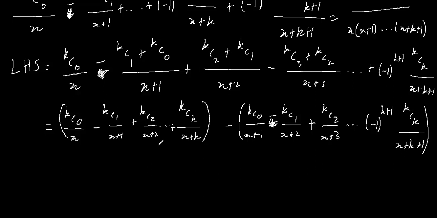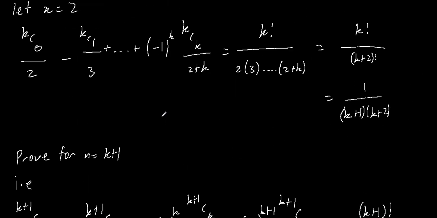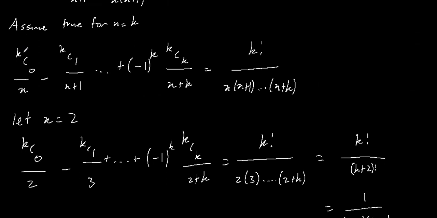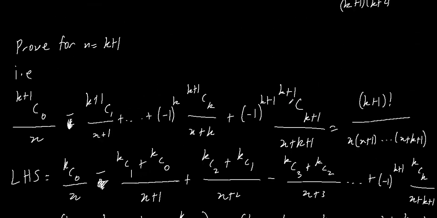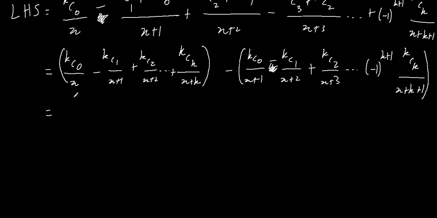Alrighty. Why is this useful? This left bit I can substitute, because it's exactly the same thing as my assumption. Take a look. Where is it? Up here, okay? k c0 over x minus k c1 over x plus 1 and so on is equal to k factorial over that thingo. So I can substitute straight in. I just get k factorial all over x times x plus 1 up to x plus k. That's cool. But then I got this mess. Ew.